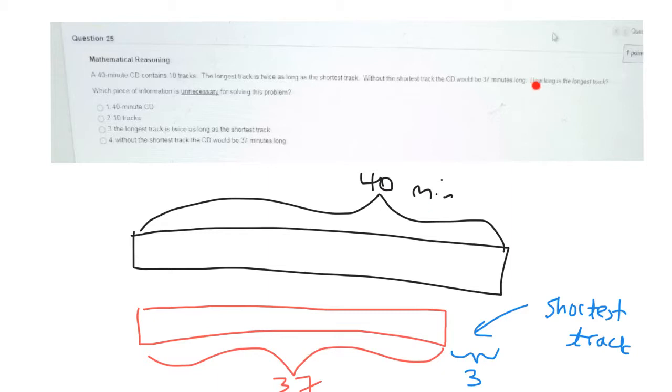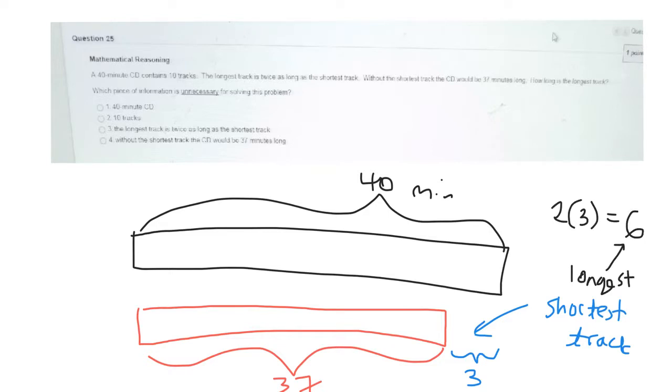So anyway, how long is the longest track on this CD? Well, we know the shortest track is 3 minutes long. We also know, according to this information, that the longest track is 2 times the shortest track. So we could actually do this. If the longest track is twice the length of the shortest track, we already know the length of the shortest track is 3. Therefore, the longest track is 2 times 3, which is 6. That is the longest track, right?